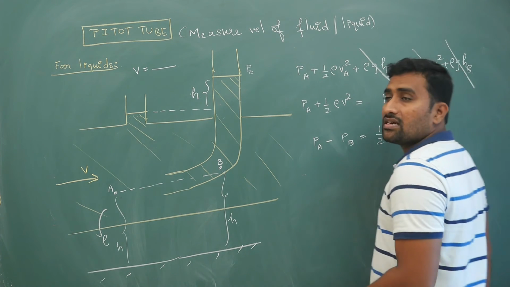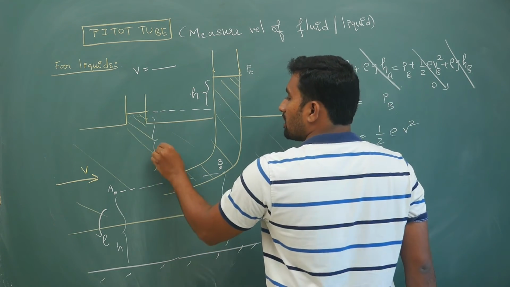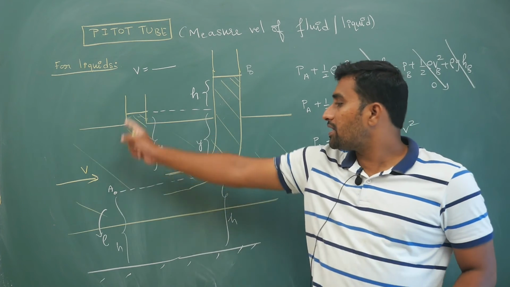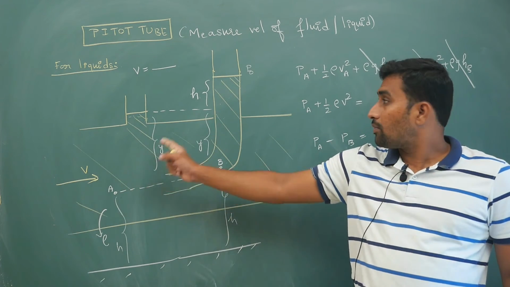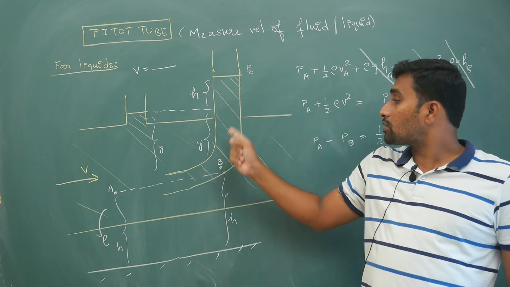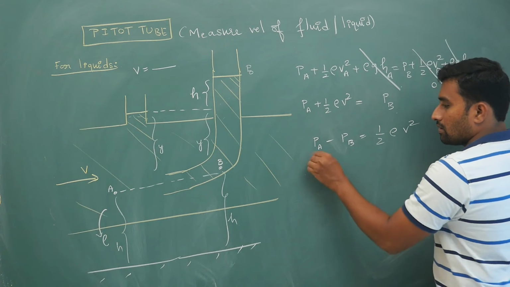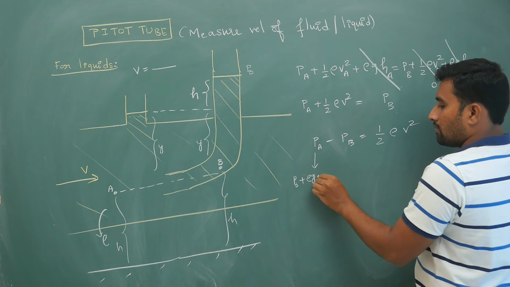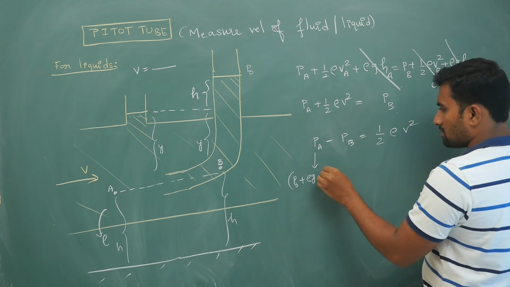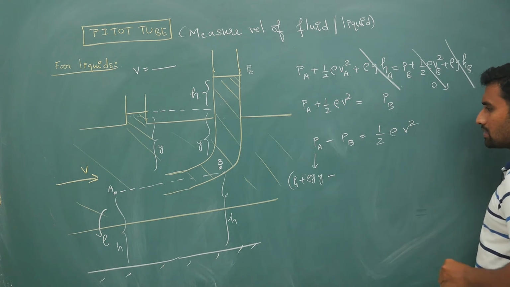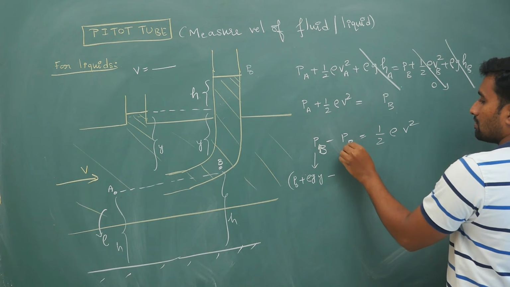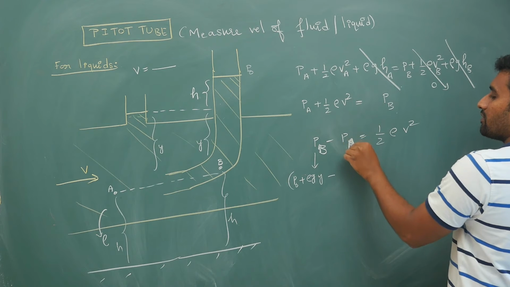Now what does the pressure difference mean? If this distance you take as y, here also y, what is pressure at A? P naught plus rho g y. What is pressure at B? P naught plus rho g times H plus y. Sorry, I think I have taken it in reverse. I should have written PB minus PA is half rho V square.